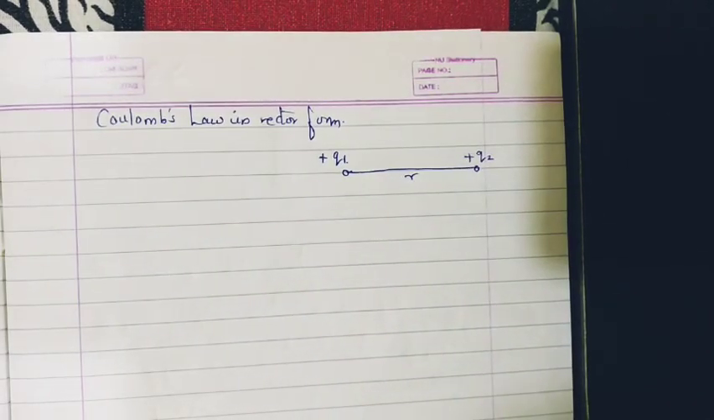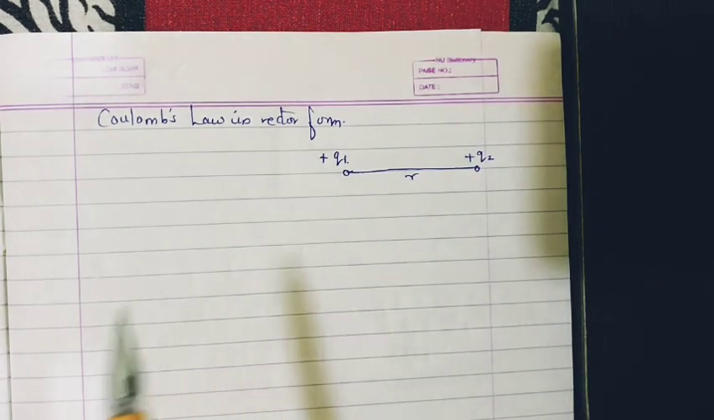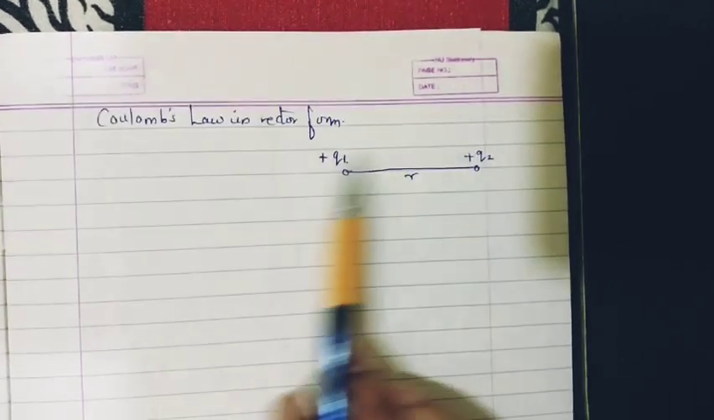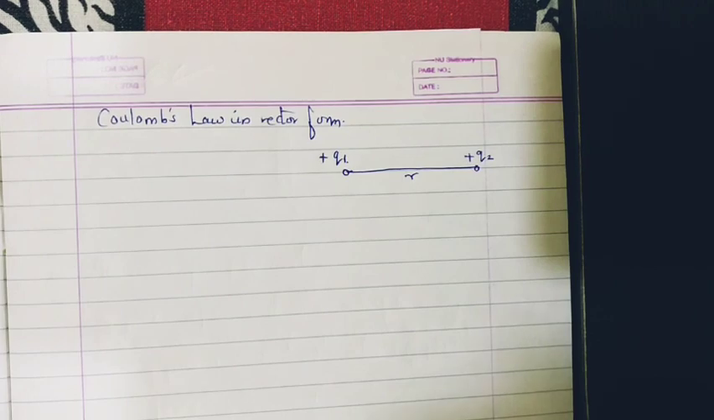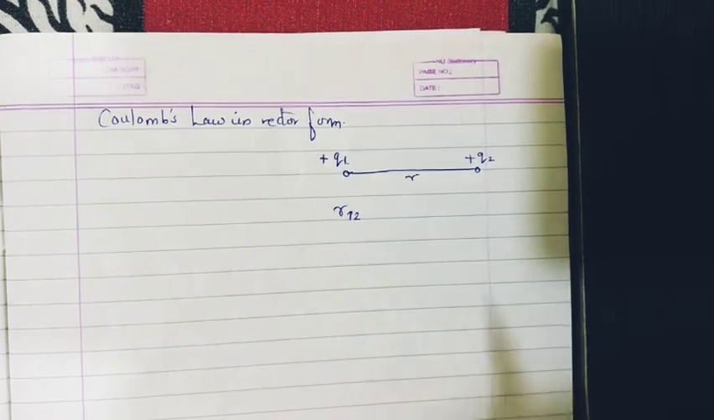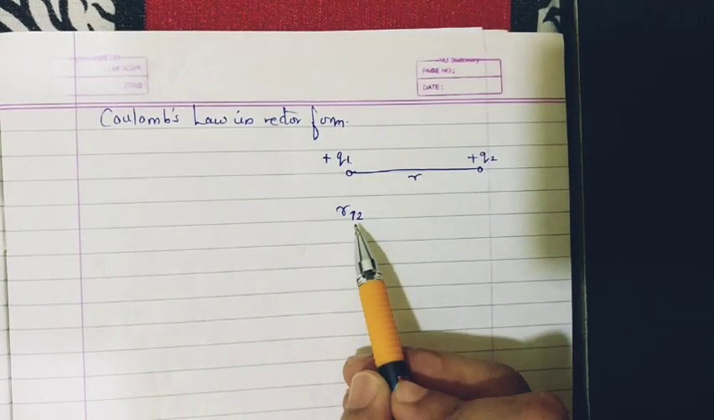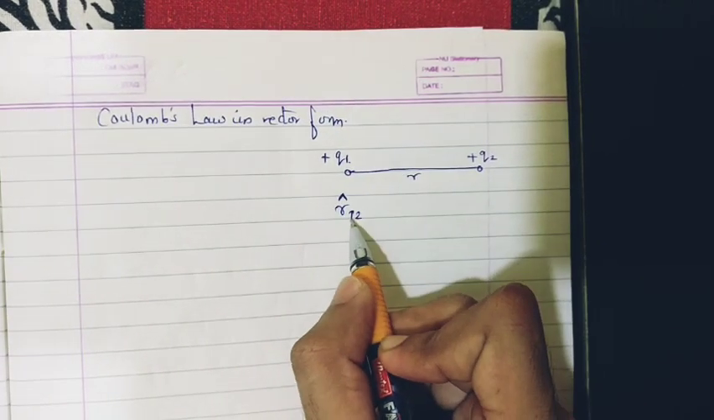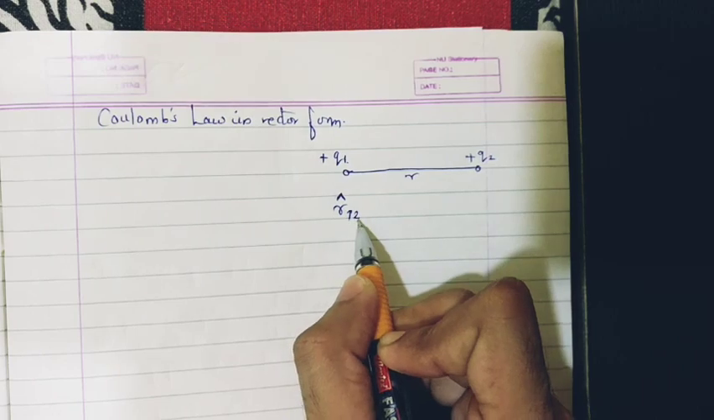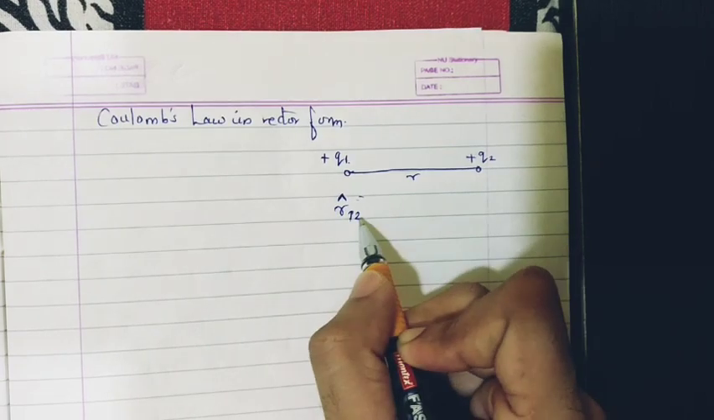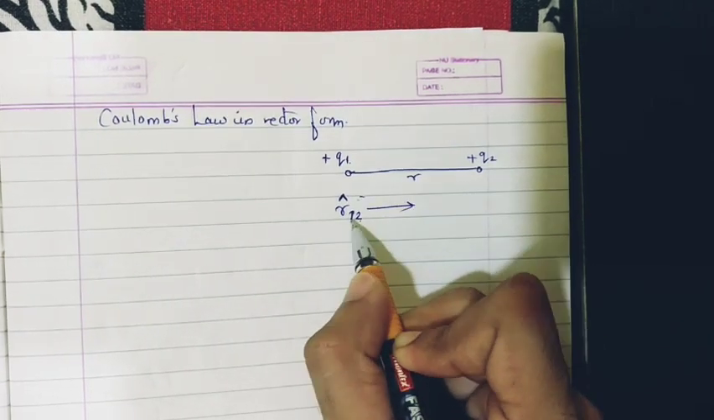Now let us mark the displacement vector between the two. The displacement vector represents how far one point charge is from the other, how much distance apart they are kept. If I want to write a unit displacement vector r12, it is going to be in the direction from 1 to 2. So the direction of this unit vector r12 is from 1 to 2.